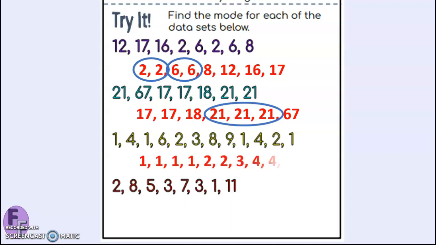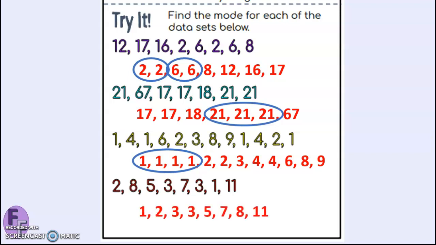Again, put the numbers from least to greatest, and then circle the numbers that occur the most often. The number 1 occurs 4 times. The 2 is 2 times, and the 4 is 2 times. So this makes 1 the mode.